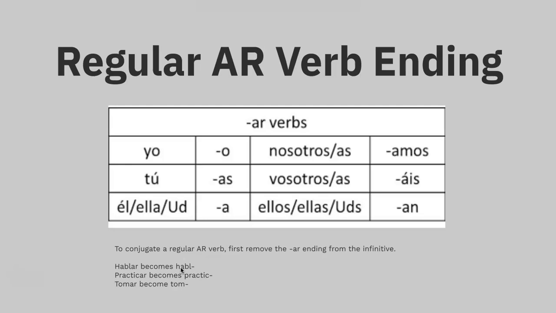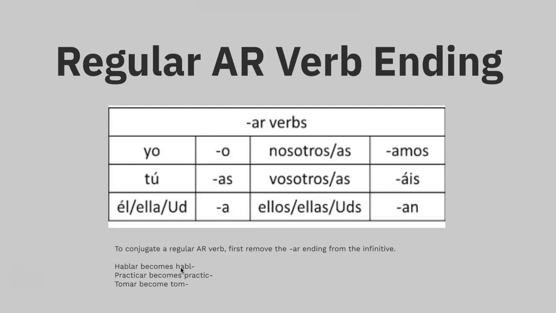And then same with the informal version of you all, which is AIS. Again, this form is only used in Spain. It's not used in other parts of Latin America. And so a lot of Spanish speakers here in the US don't tend to use this form. So we have habláis for that one.